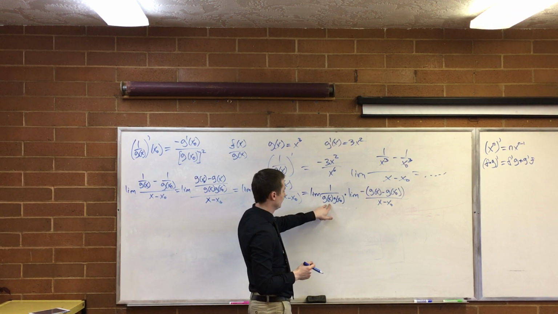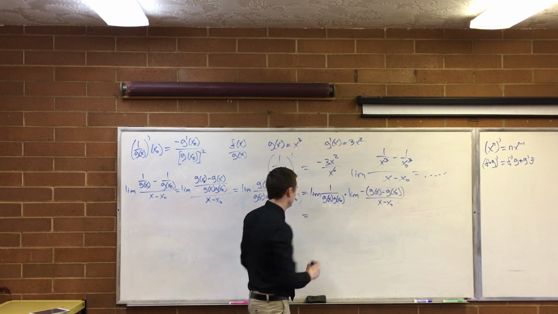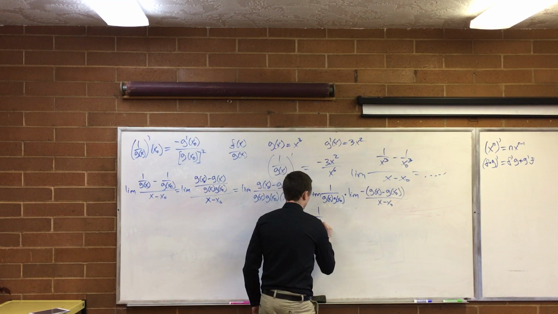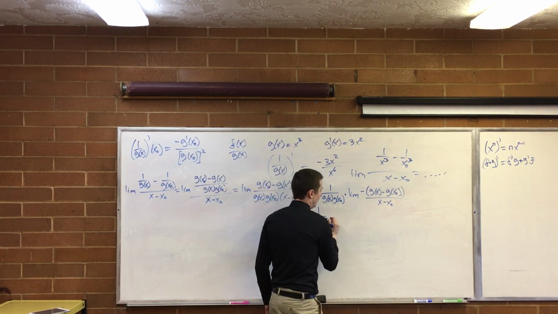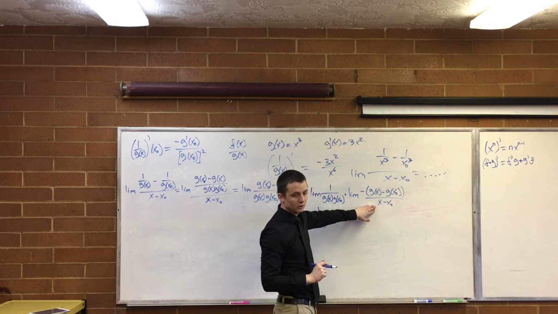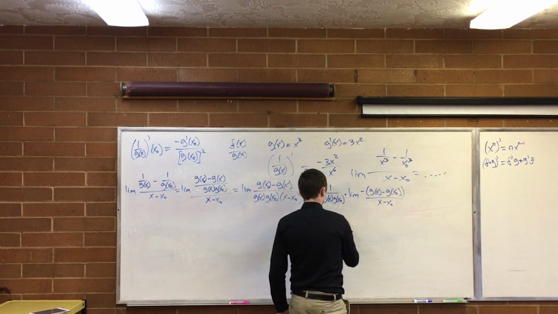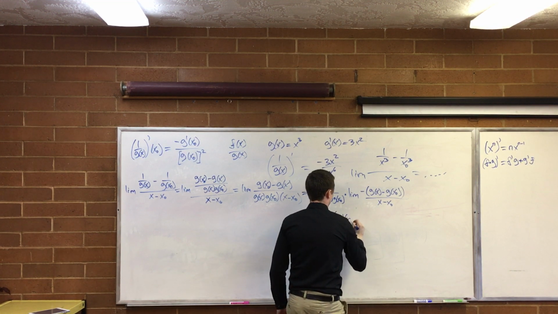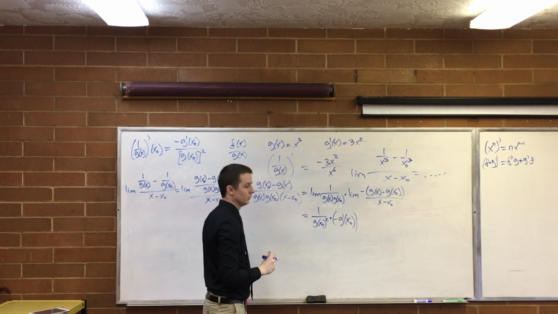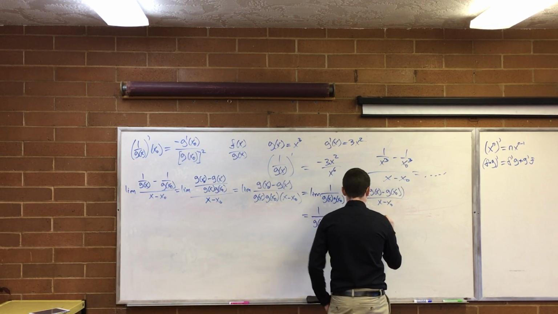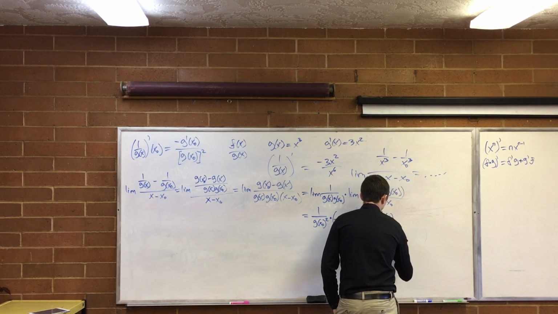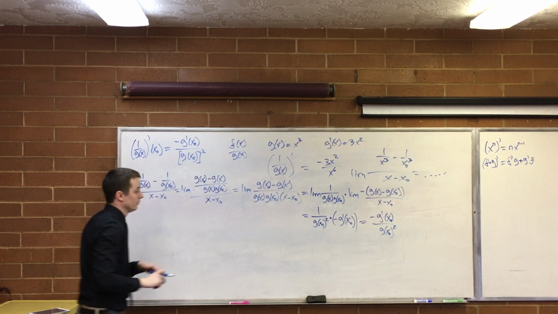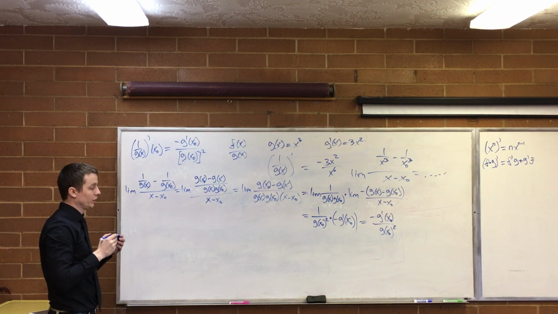What's the limit of g of x? X naught. G of x naught. Limit of g of x naught is g of x naught, so this whole limit is just 1 over g of x naught squared. You get that? Okay? Times, what is this limit? Negative g prime times negative g prime of x naught, right? Which is equal to exactly what we were after, negative g prime of x naught over g of x naught squared. Which is what we have here.